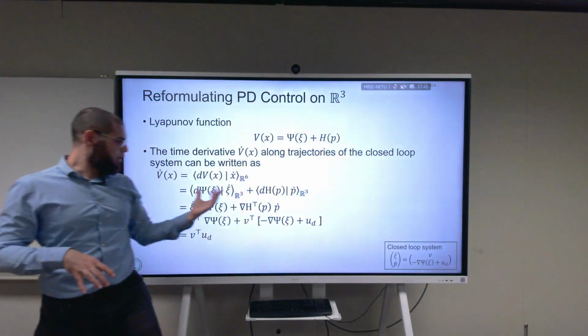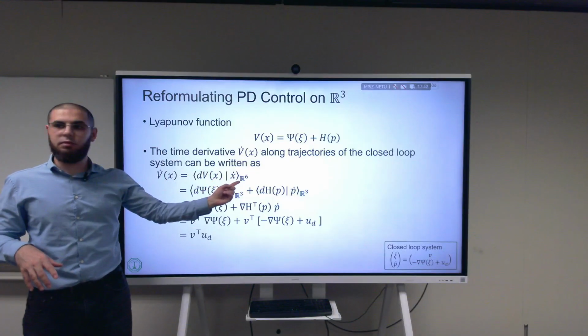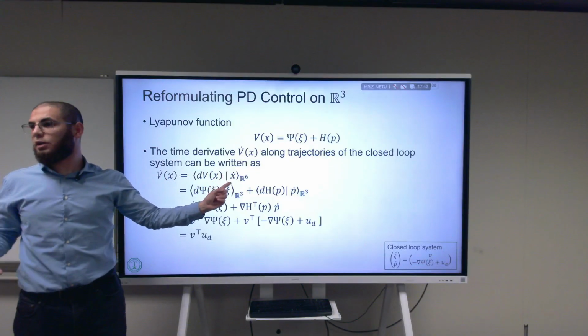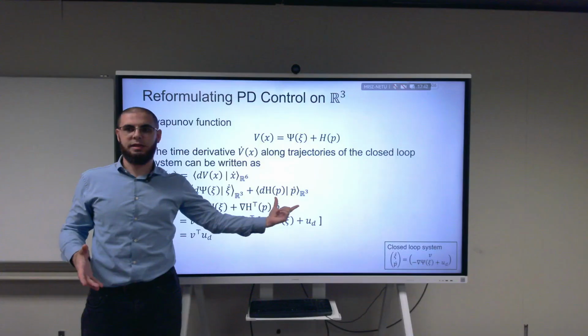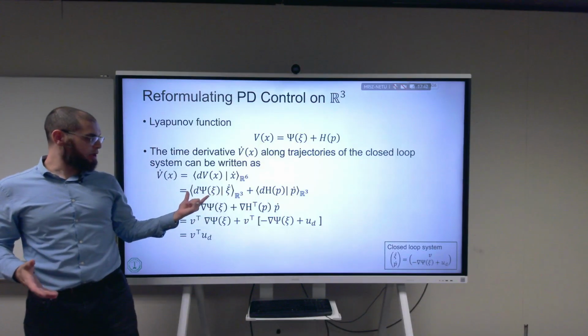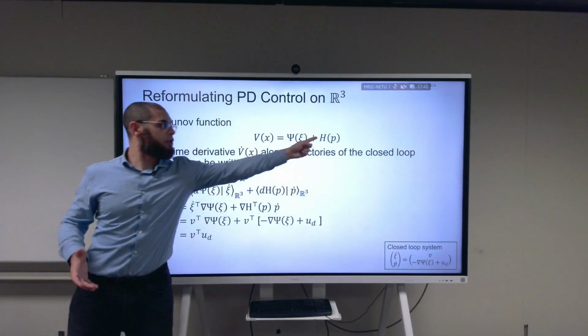Which means I can rewrite this expression. I'm taking x dot living in R6, and I can think of it as two parts: one which is psi dot, one which is p dot. Make sense? Yes. And then I have the differential of this function with respect to psi, and the differential of this function with respect to p.